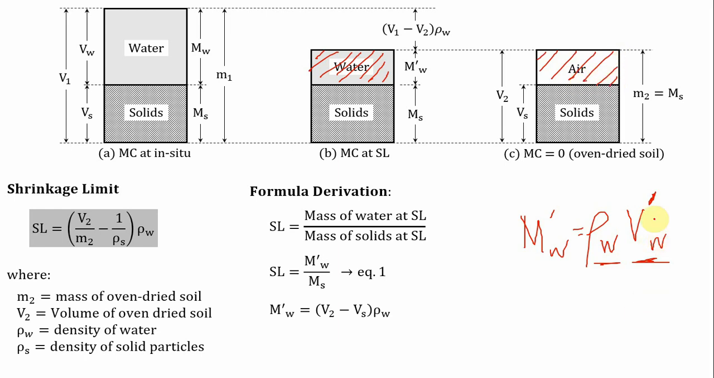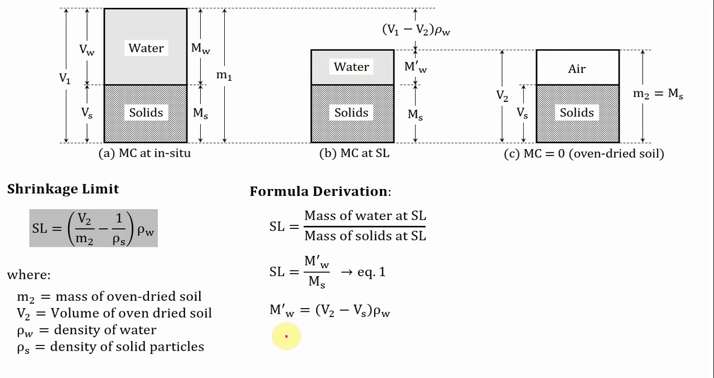So, therefore, VW prime is equal to V2 minus Vs. That is the volume of water. Okay? And then, to solve the mass, simply multiply by the density of water. So, therefore, V2 minus Vs times the density of water. That is the mass of water prime. Okay? Did you get me, class?